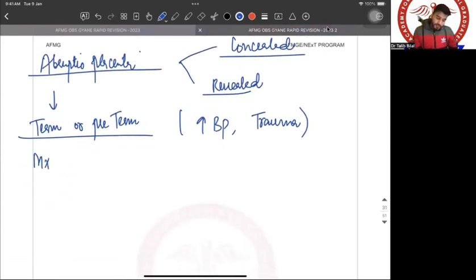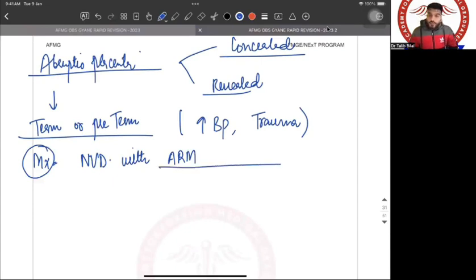Your management will be normal vaginal delivery. If she's preterm, that's obvious, guys, she's not in labor. She's coming to the emergency and complaining of painful vaginal bleeding with a tender uterus. Your management will be normal vaginal delivery with artificial rupture of membranes. This artificial rupture of membranes will release the prostaglandins, and prostaglandins will induce the labor.